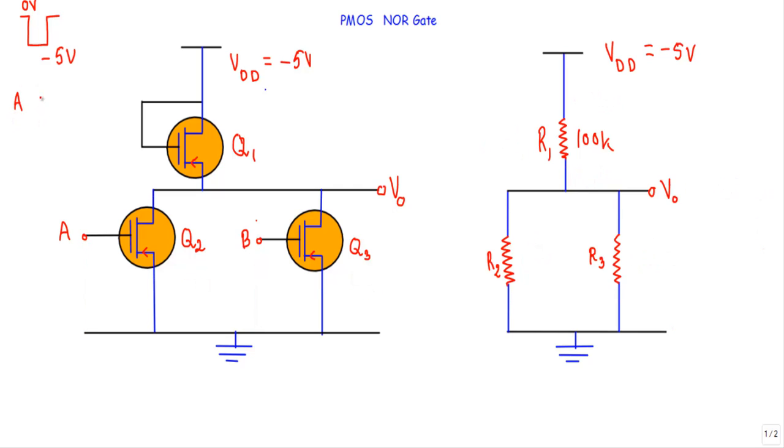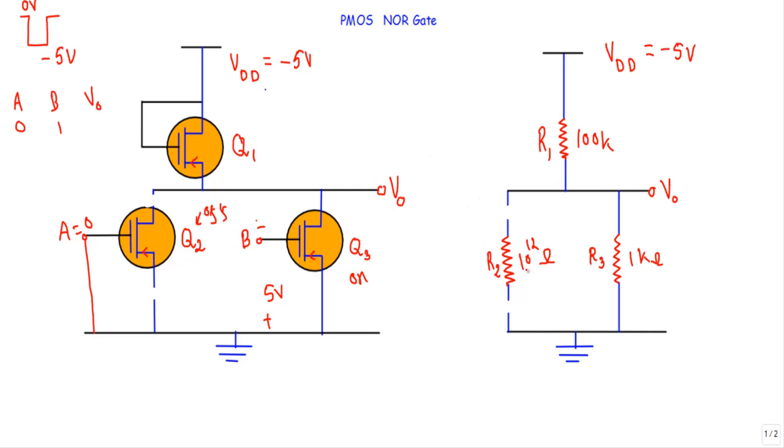Now consider the second case, when A will be at logic 0 and B will be at logic 1. That means this terminal is connected to ground, and this terminal is connected with the negative terminal of the 5 volt source. Q2 will be in off state and Q3 will be in on state. This off state resistance will be 10 to the power 12 ohm, and this will be 1 kilo ohm. Now see, the source and drain terminals of Q2 will be an open circuit. So I can disconnect the two terminals of R2 from the given network.